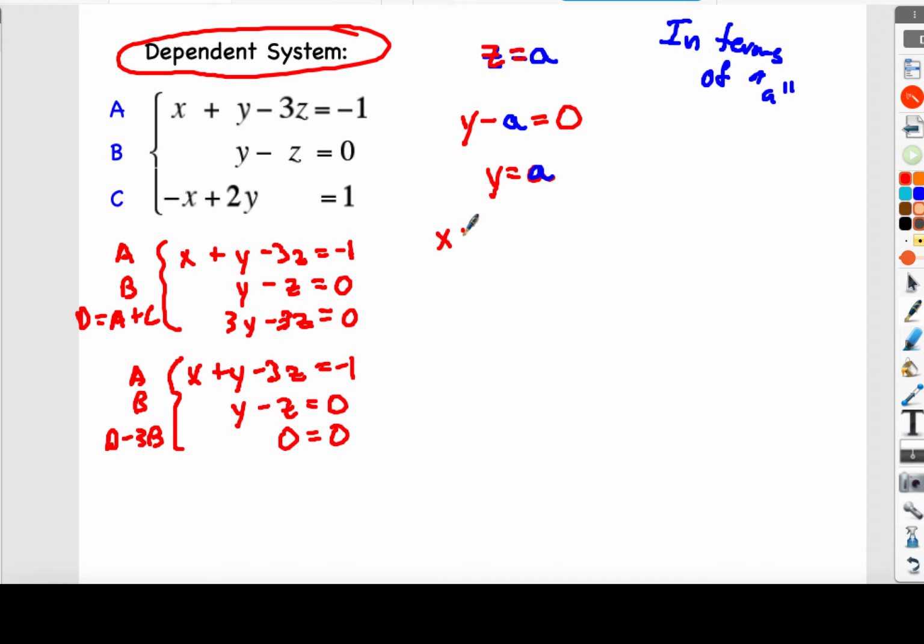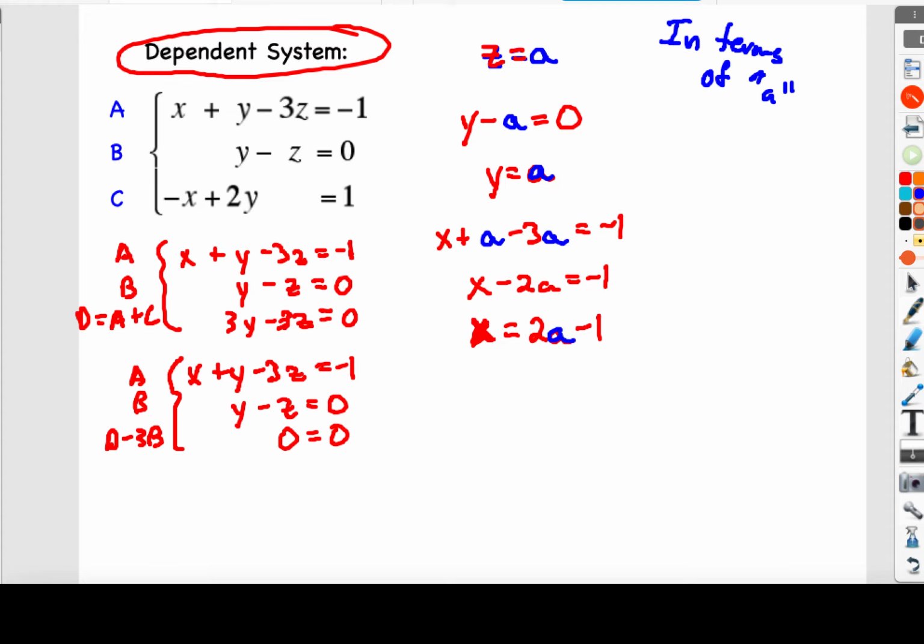We've got x plus y, but again, I know that y equals a, minus 3z, but again, I know that z equals a, is equal to negative 1. Well, that means that x minus 2a equals negative 1. And if I add that 2a to the other side, x here equals positive 2a minus 1. I'm just adding 2a to the right side there. Well, now we've got x, y, and z all in terms of, right, that variable a.